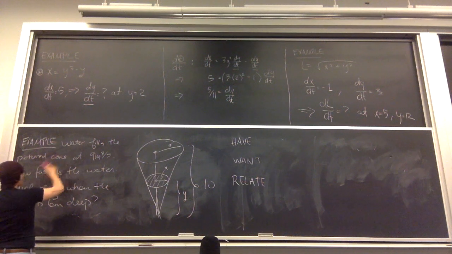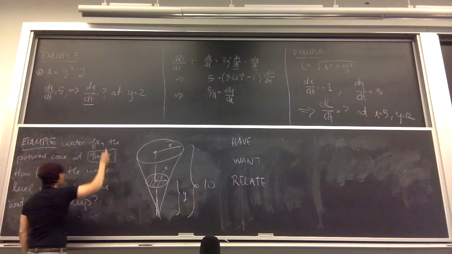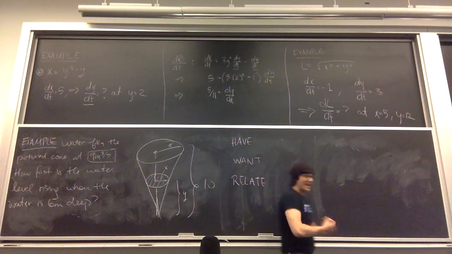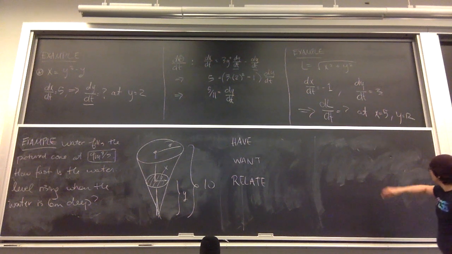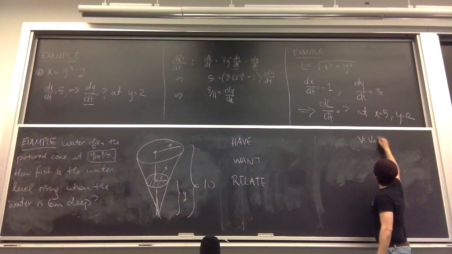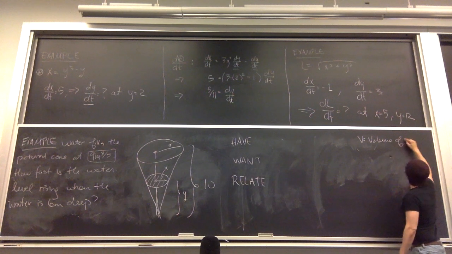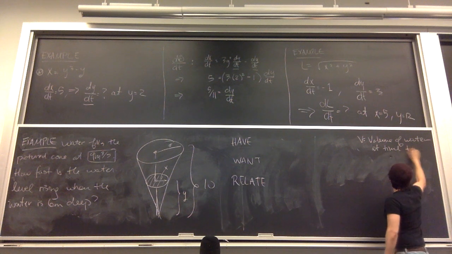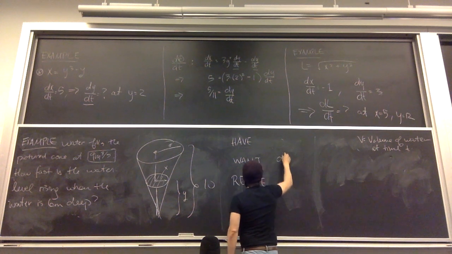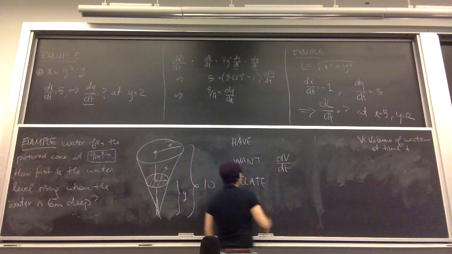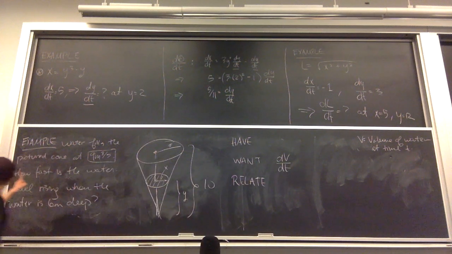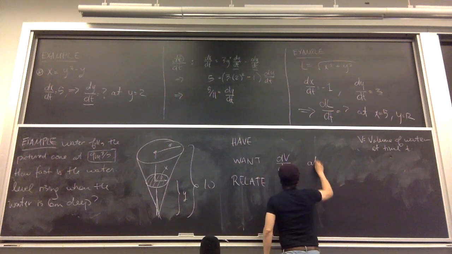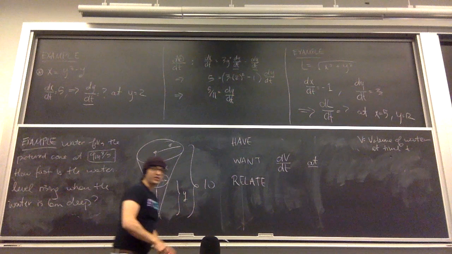We have water fills the pictured cone at 9 meters cubed per second. So what value is that? Yes, sir? dV over dt. Okay, so if we say V is the volume of water in the cone at time t, then what we want is the derivative of V. Well, we want to know how fast V is changing with respect to t, but we also need to specify when, okay?